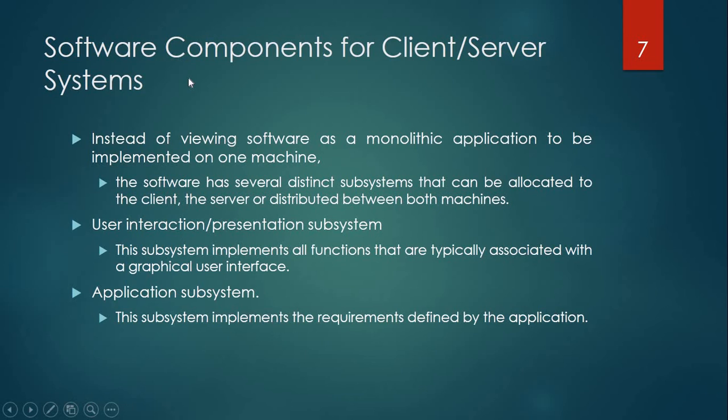Instead of viewing software as a monolithic application to be implemented on one machine, the software has several distinct subsystems that can be allocated to the client, the server, or distributed between both machines. User interaction or presentation subsystem: this subsystem implements all the functions that are typically associated with the graphical user interface. Application subsystem: this subsystem implements the requirements defined by the application. So these are the software components for the client server system.